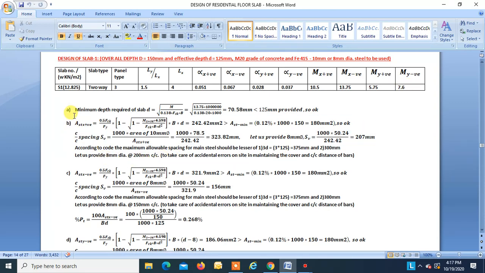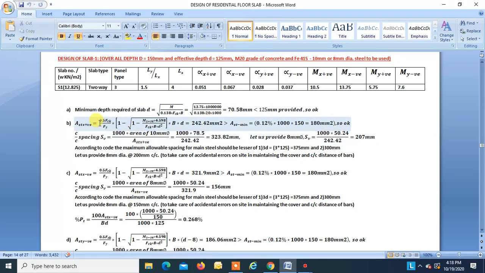So first step is we will have to find the minimum depth required for the slab. Okay, we know the formula. M is equal to 0.138 fck bd square in case of fck 20, right? When the concrete grade is M20. So d is equal to this formula. Take the maximum moment out of these 4, that is 13.75. So we get the minimum depth required as 70.58. Okay, and we have provided 125 mm, so we are safe and okay. And as we have provided greater depth than required, the section is under reinforced.